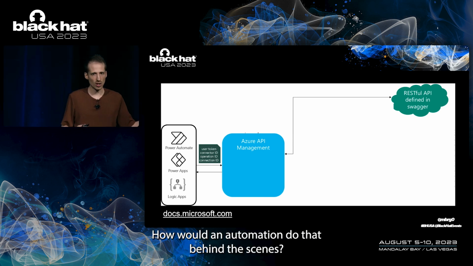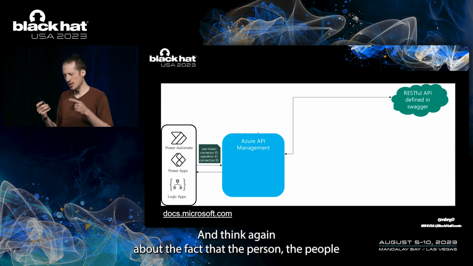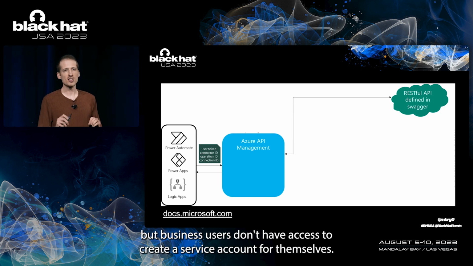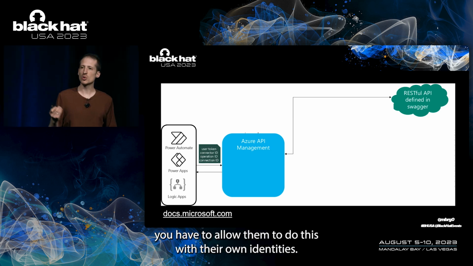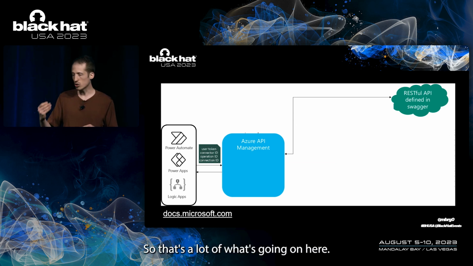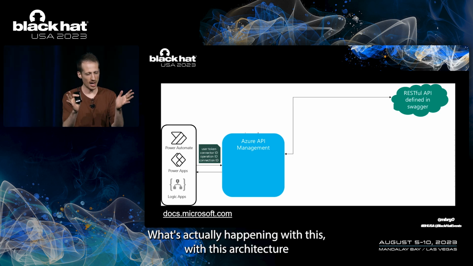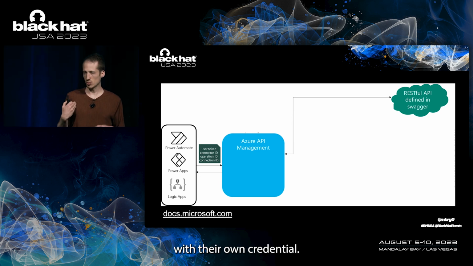How would an automation do that behind the scenes? How would an application do that? And think again about the fact that the people building applications with this are business users, right? Business users don't have access to create service accounts for themselves. If you want to allow business users to build applications, you have to allow them to do this with their own identities. So that's a lot of what's going on here. What's actually happening with this architecture is that a user would authenticate with their own connection, with their own credential.